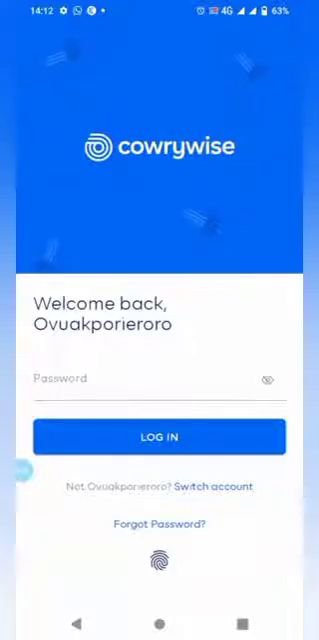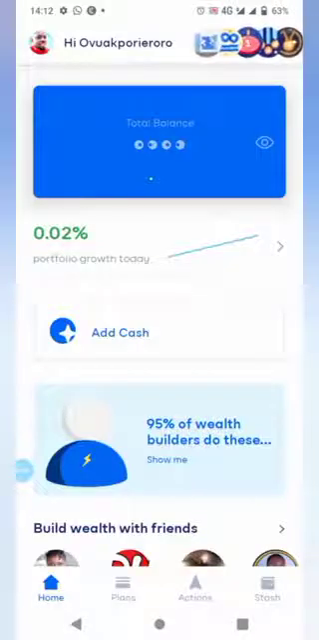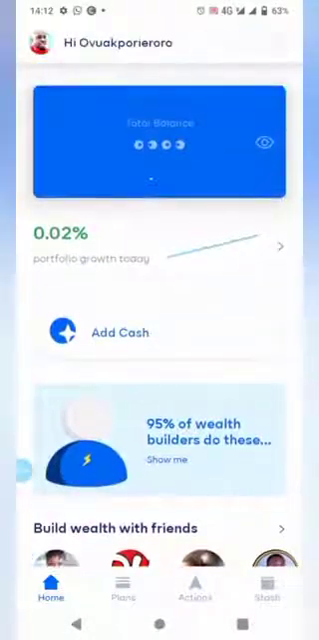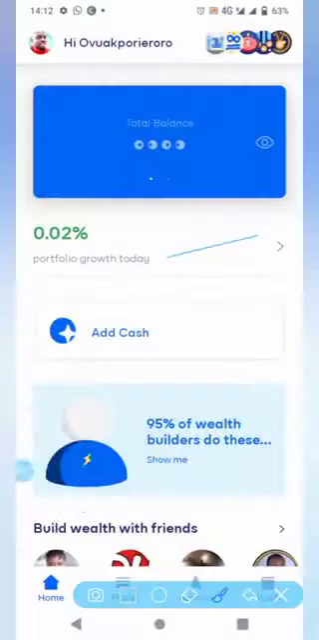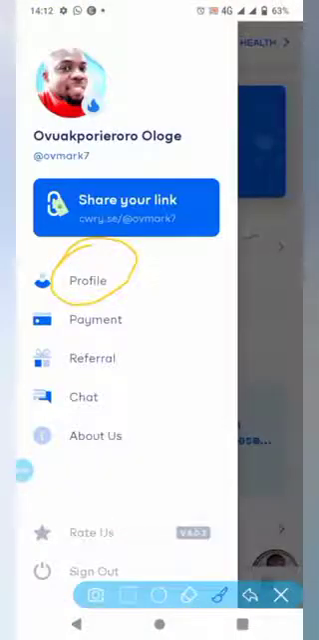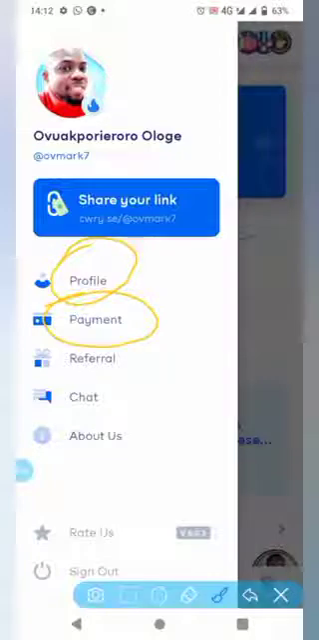So for now, I'm just going to log in. Your dashboard is going to look something like this. The first thing you want to do is click on this button right here. Go to your profile, click on it, and update your profile. Click on this and update your payment details, so that when your bond is ready to be received, you can receive it straight into your account.